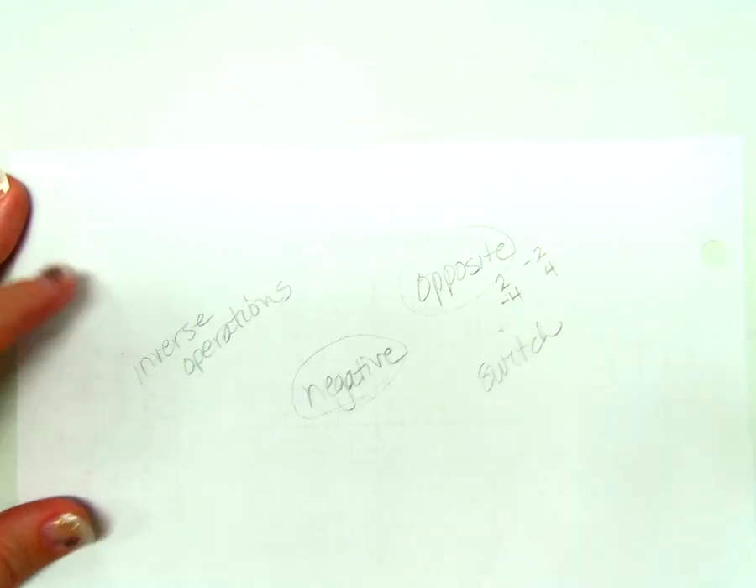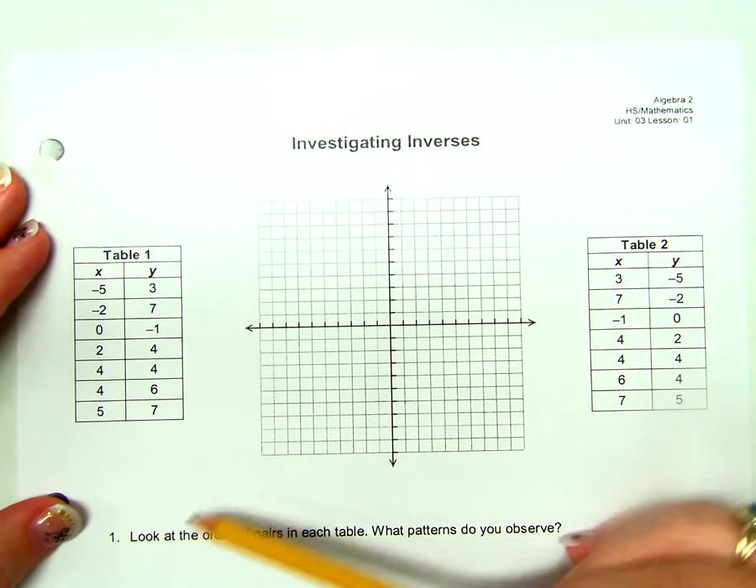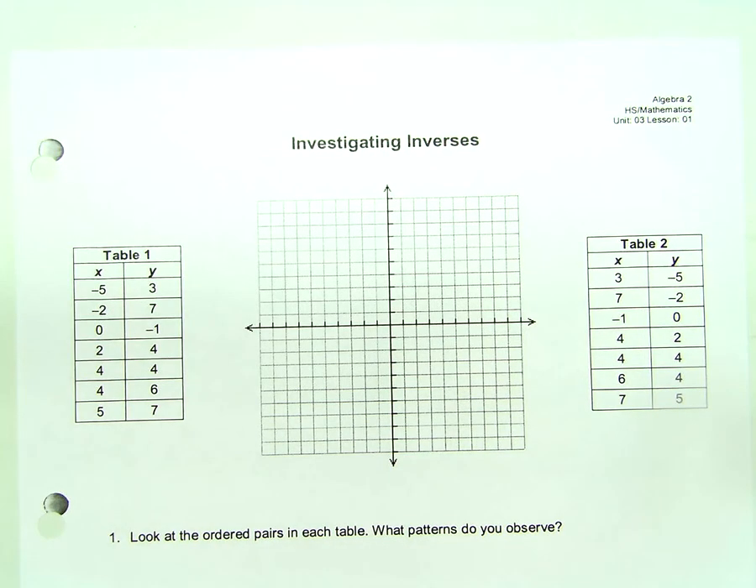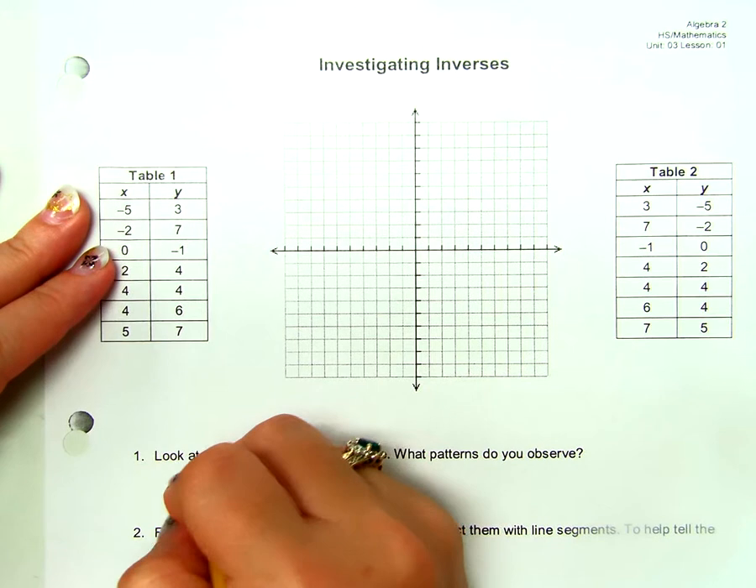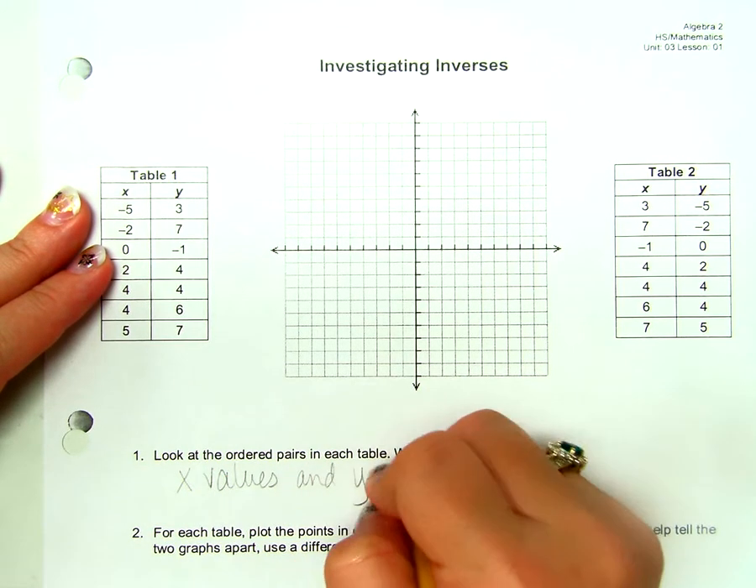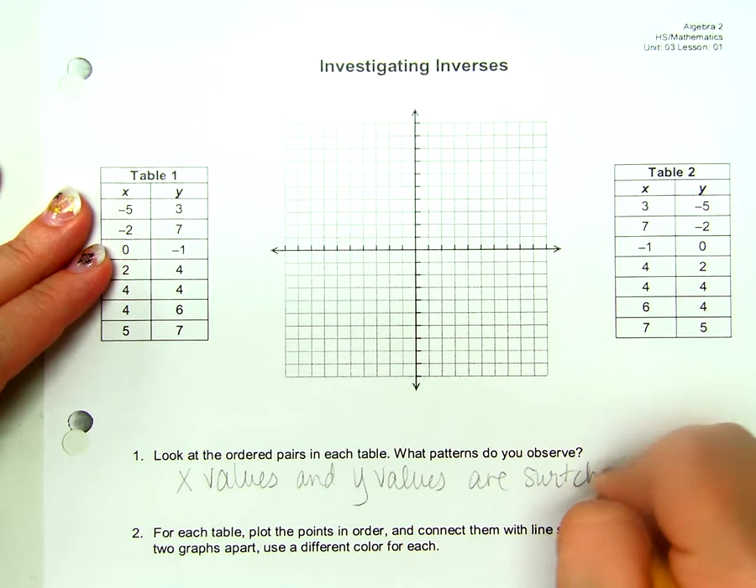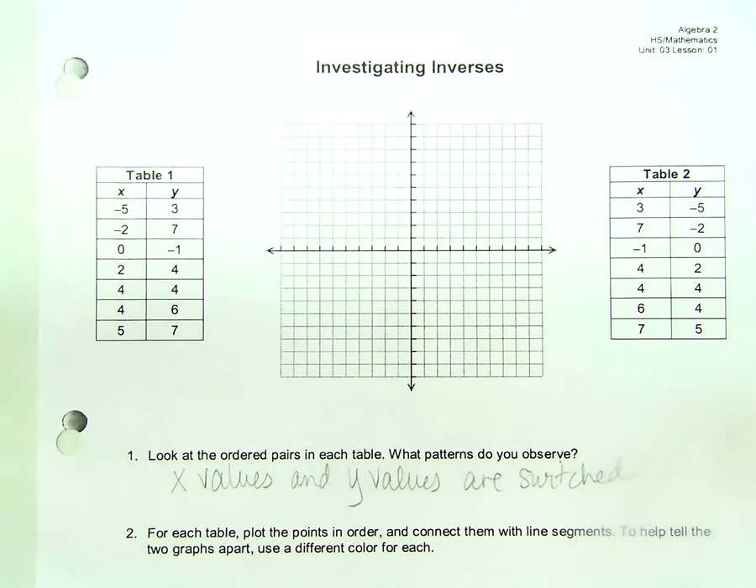So let's go back to this actual worksheet, investigating inverses. Number 1 says, look at the ordered pairs in each table. What patterns do you observe? What is switched? X and Y are switched. X values and Y values are switched.